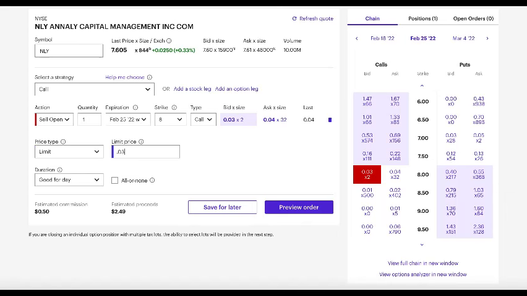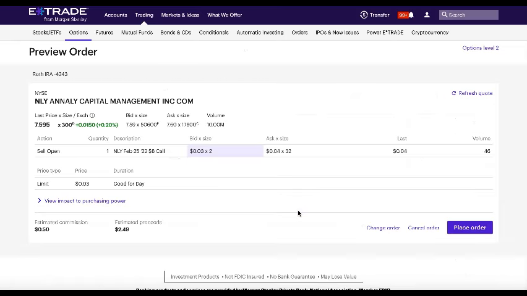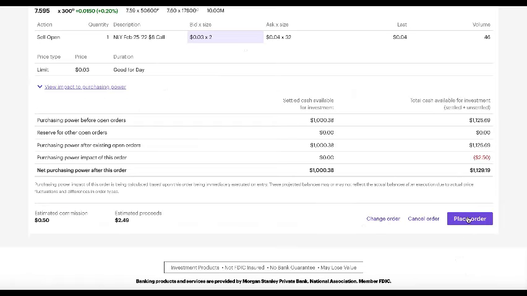Go to price type, click limit. Under limit price, type in the bid. Under duration, click good for day and preview order. Click place order and you will receive the estimated proceeds when the order is executed.